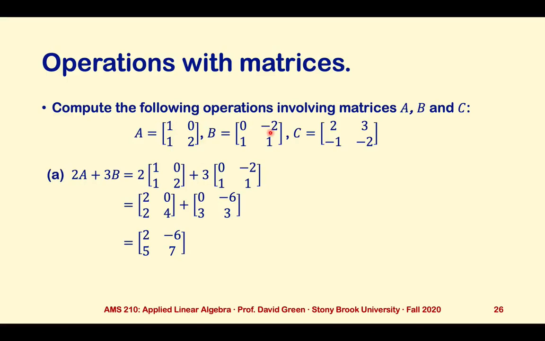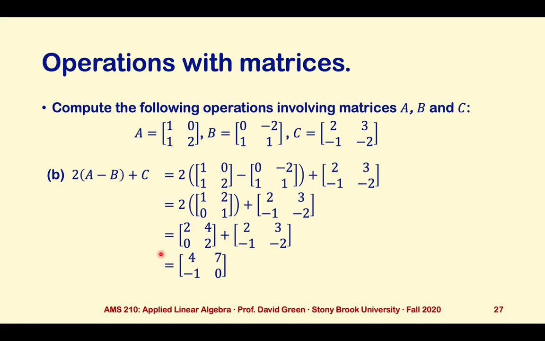Both the matrices we were working with are 2 by 2 matrices. The answer is a 2 by 2 matrix. Scalar multiplication and matrix addition always require matrices of the same size, and the result is a matrix of the same size.